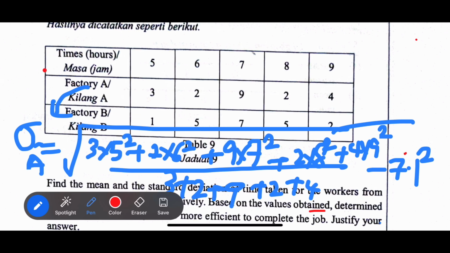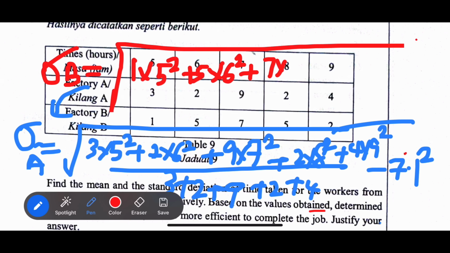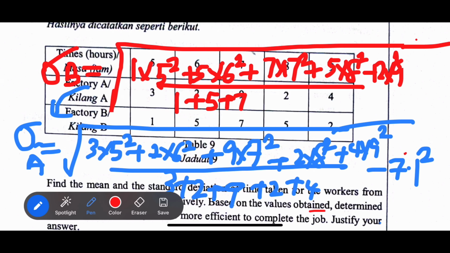Now I'm going to do the standard deviation for factory B. So for factory B, I will take 1 times 5 square, okay, plus 5 times 6 square, and then plus 7 times the score, which is 7 square, and plus 5 times the 8 square, and finally the last frequency is 2 times the 9 square. Alright, so over total frequency, you plus 1 plus 5 plus 7 plus 5 plus 2. Okay, now you have to minus the mean square.